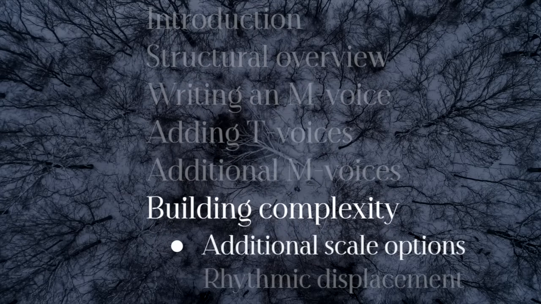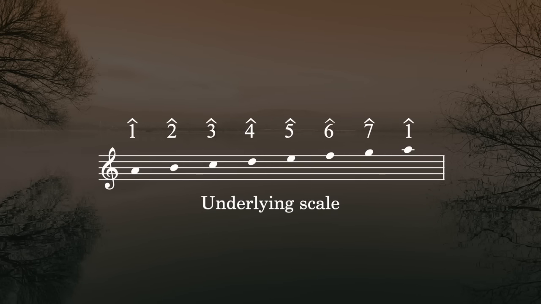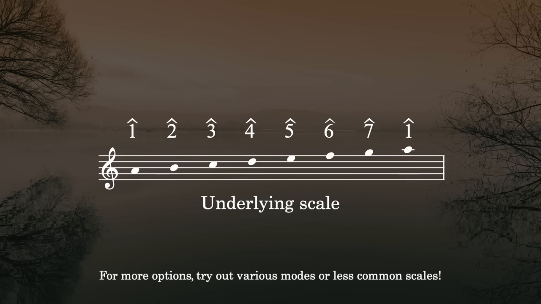I'll show you two great ways of adding more variety and depth. One way is to go beyond a seven-note diatonic scale for your underlying structure. A common way to achieve this is to do something with raised and lowered versions of scale degrees 6 and 7 in your structure if you're using a minor scale.